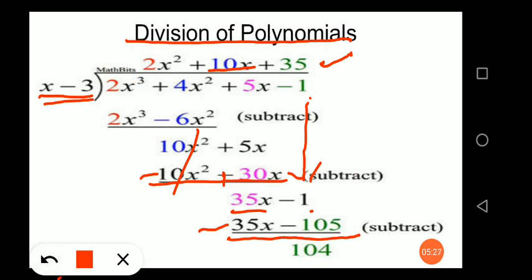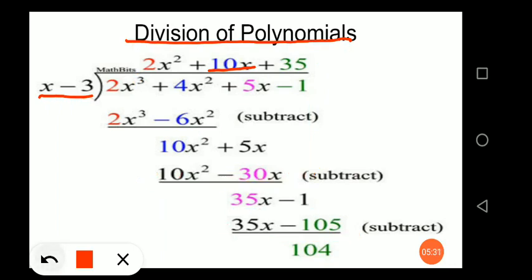Understood how to find the quotient and remainder while dividing two polynomials. Just one thing you have to remember: always arrange the polynomial in decreasing order of the power. Then only we will get our solution correctly and it will not confuse us during the division.